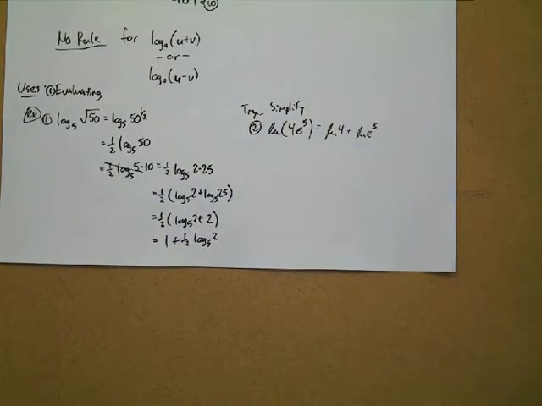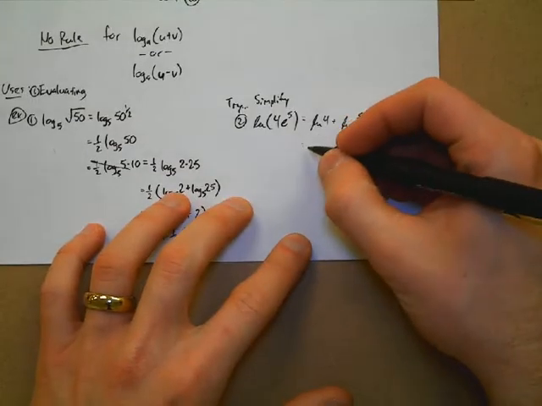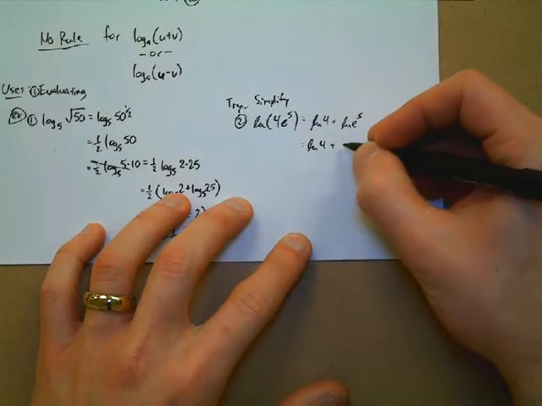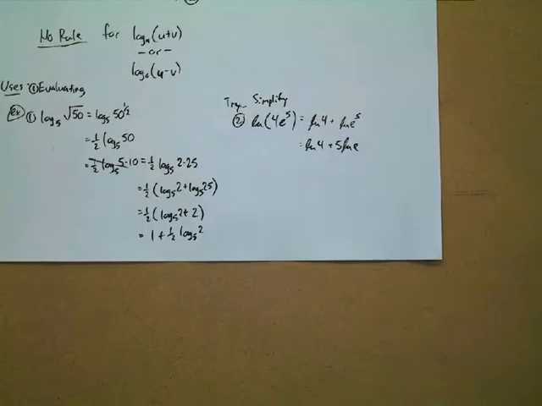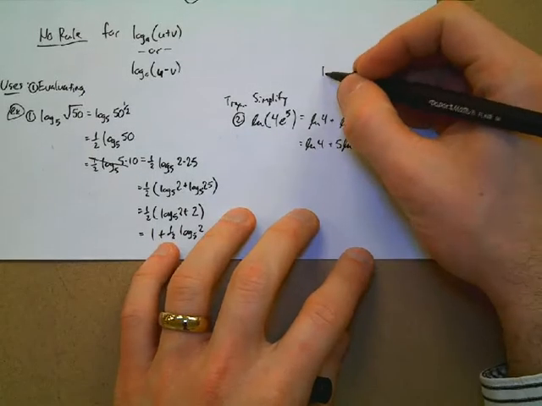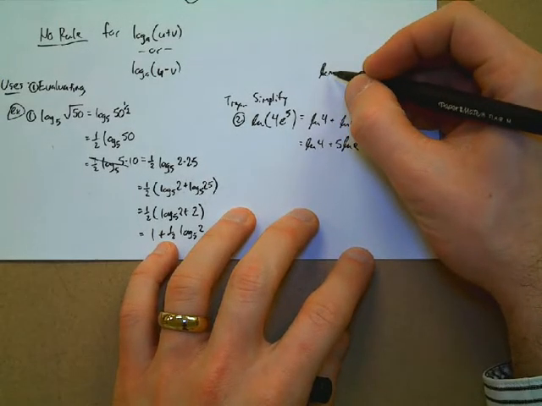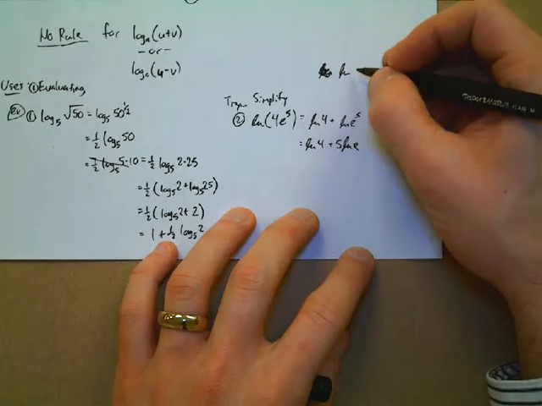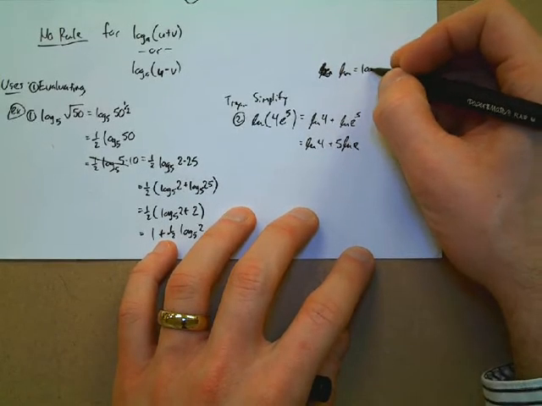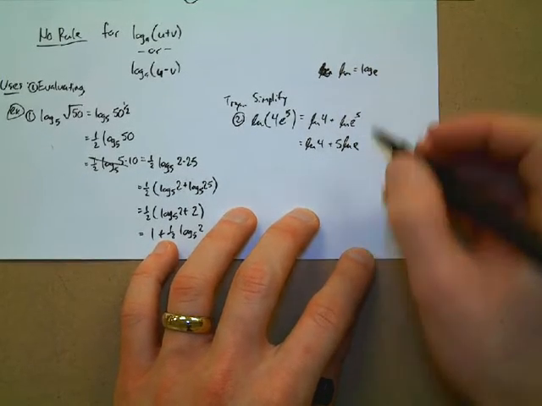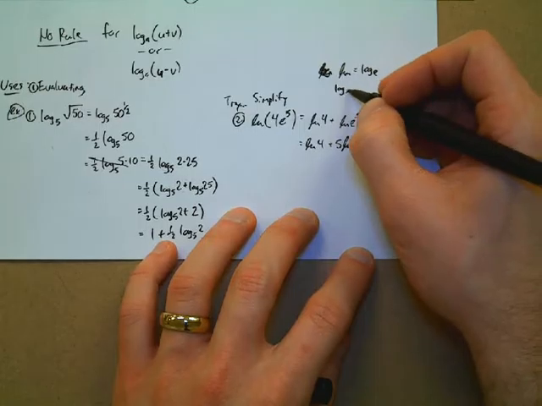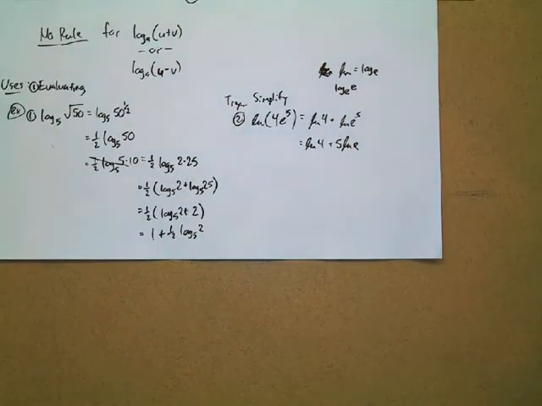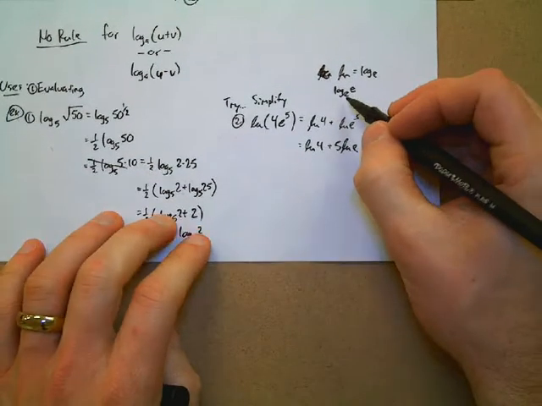What is the natural log of e? Remember, natural log is log base e. So instead of saying natural log of e, I can just say log base e of e. In other words, e to what exponent gives you e? 1. So natural log of e is 1.